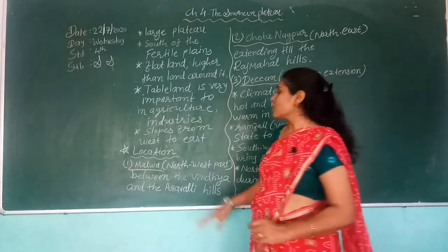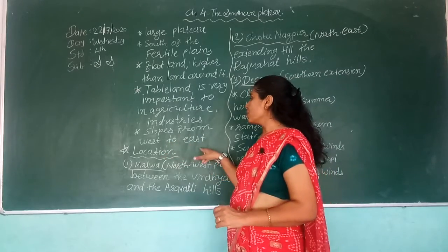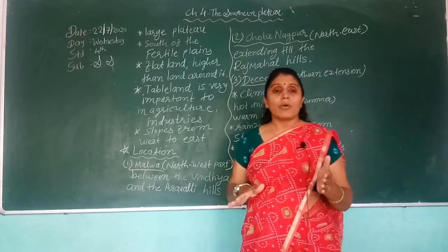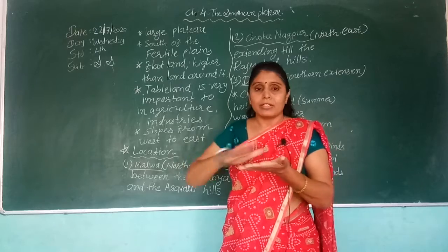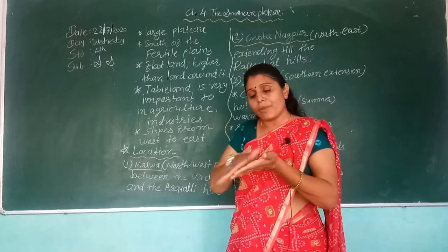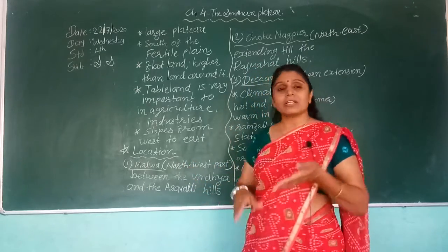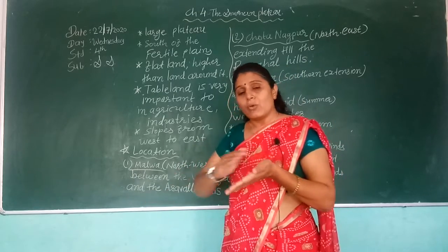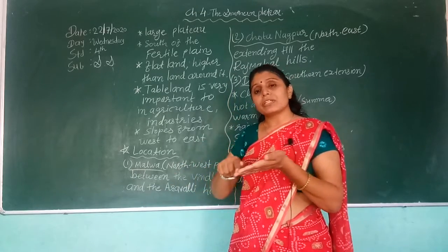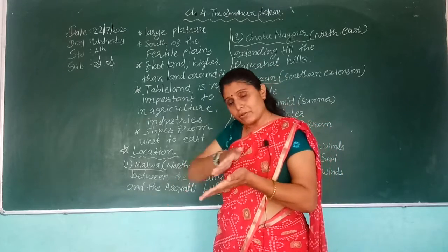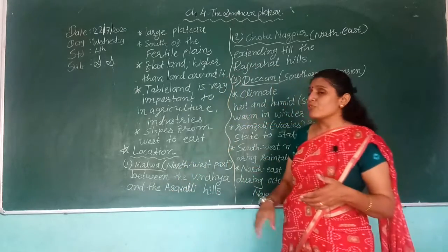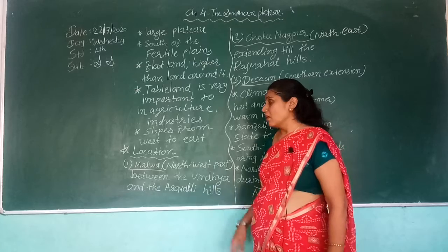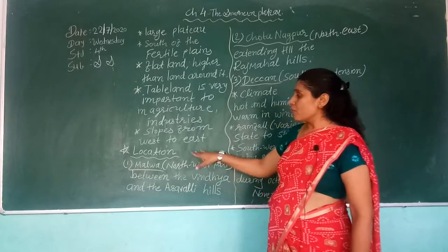Now it slopes from west to east. It has a slope, not a perfect flat. It slopes downward, going down from the west side to the east side. So now the actual location where it is located.